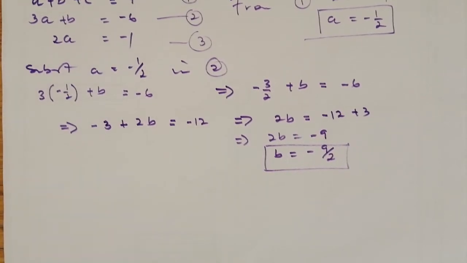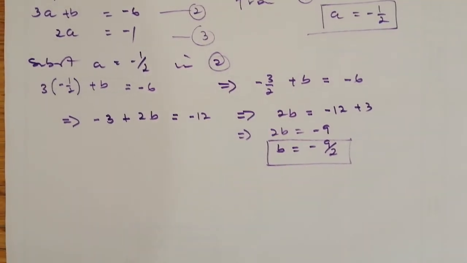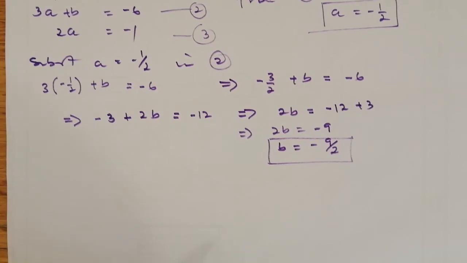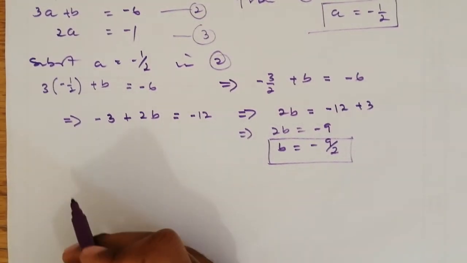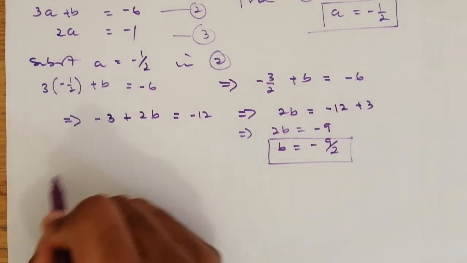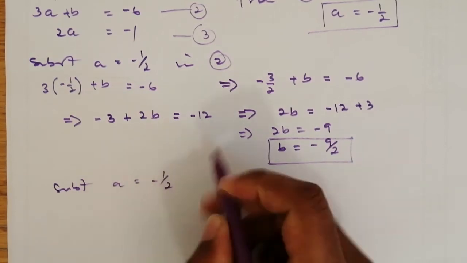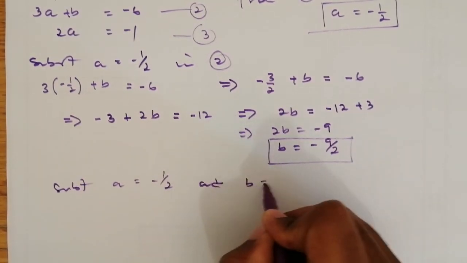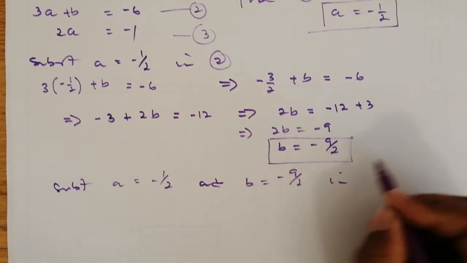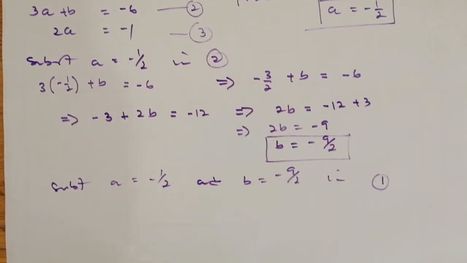And now, guys, as you can see, these are fractions. So it happens most of the time that if you find fractions, you get discouraged, but that does not necessarily mean that it's wrong. As long as you're doing the right things and you follow the right steps, you will get to your destination, right? Okay, so substitute a is equal to negative half and b is equal to minus 9 over 2 in equation 1, right?